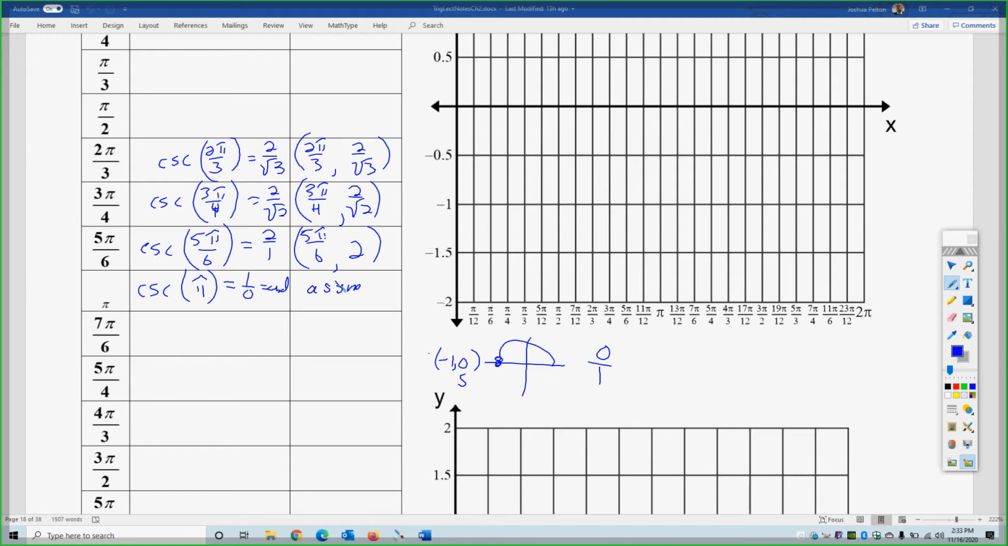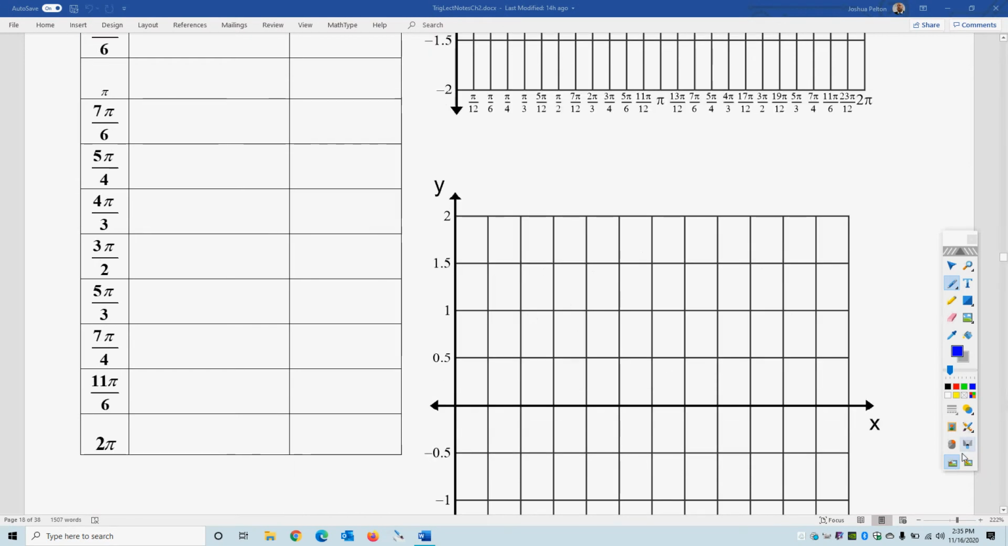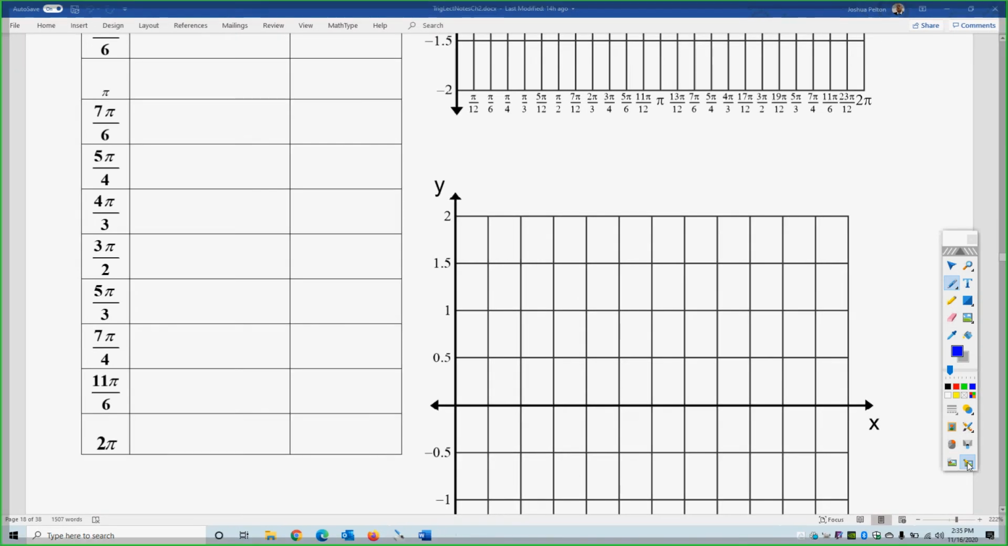Okay, so now we're in the third quadrant, which means I'm going to be negative. And in the fourth quadrant, I'm also going to be negative. So same answers again, but negative. So let's do the last two quadrants. So it's 7 pi over 6. Cosecant of 7 pi over 6, I'm going to be negative 2. So 7 pi over 6, I get negative 2.